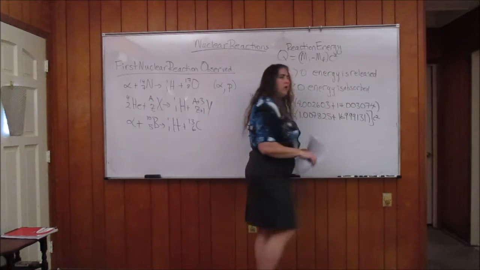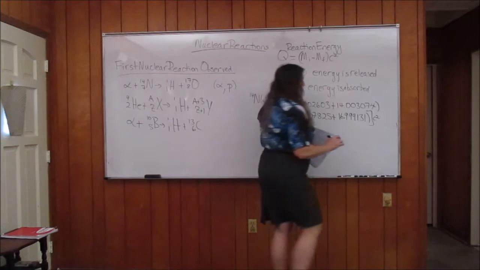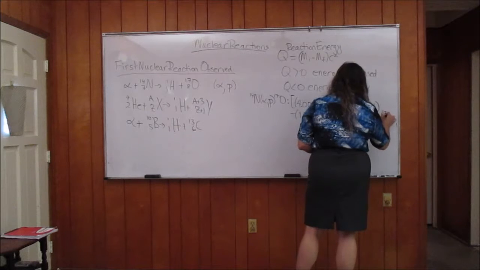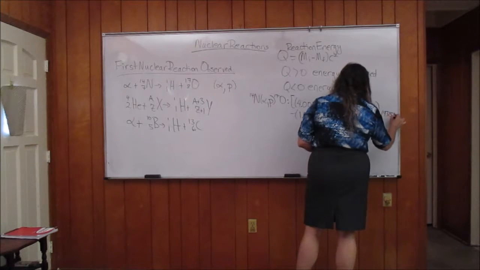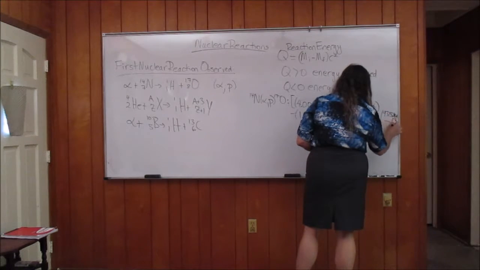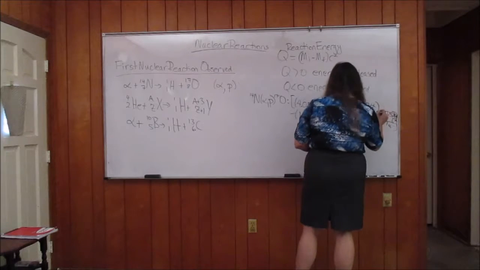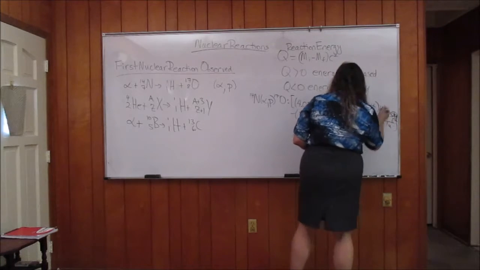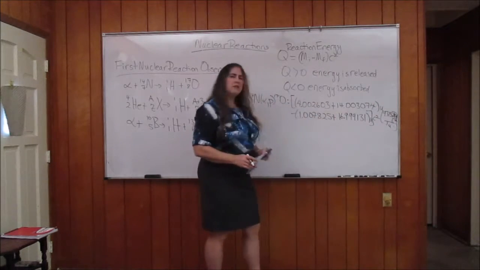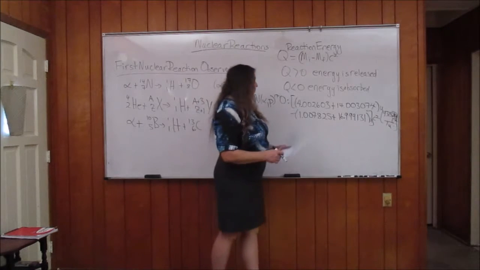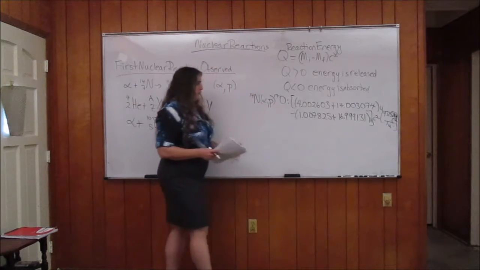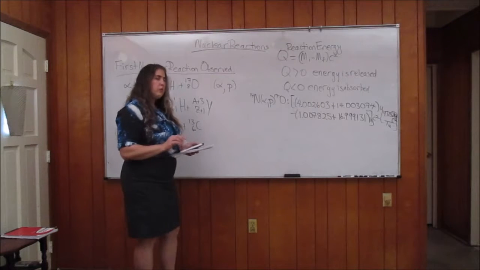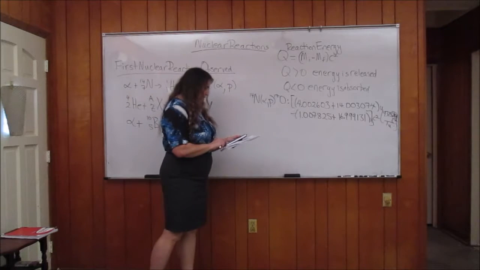And it's times c squared, and of course we need to multiply this by the conversion factor of 931.5 mega electron volts over c squared over u. And I left off the u, let me just stick that in there. So the u's will cancel out, the c squareds will cancel out, and basically we're just multiplying this sum by 931.5 mega electron volts.